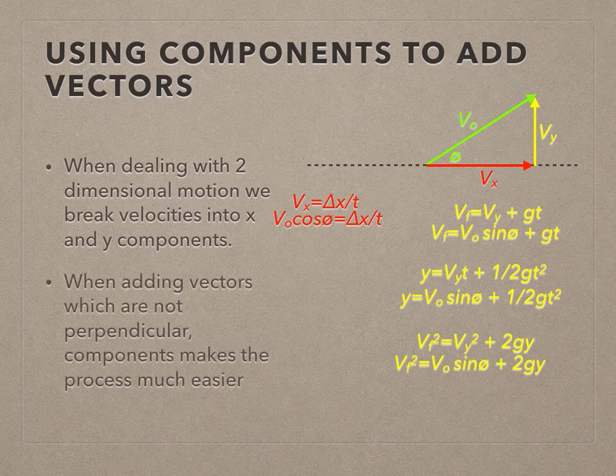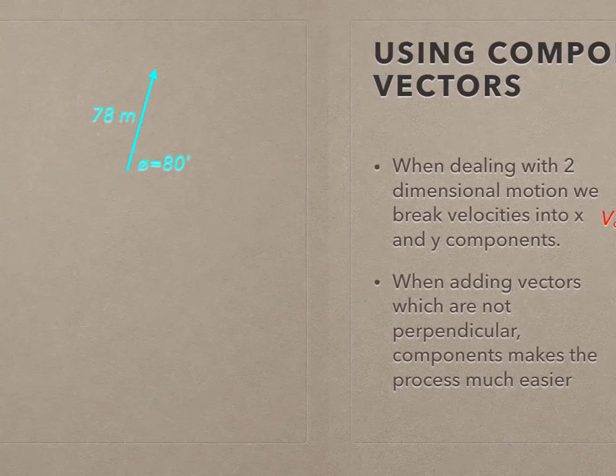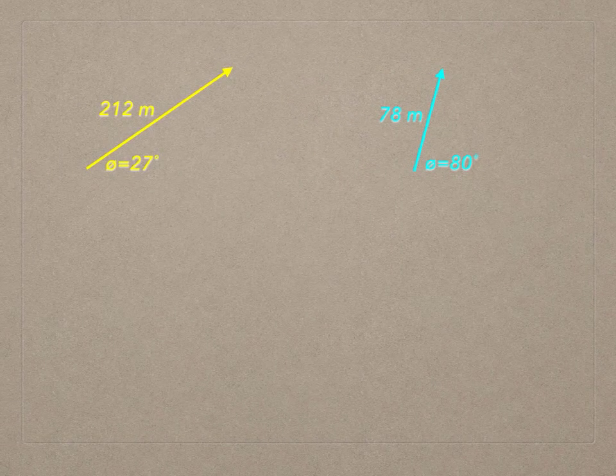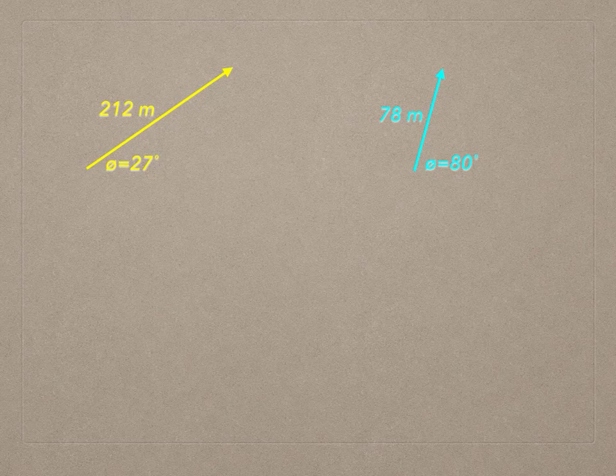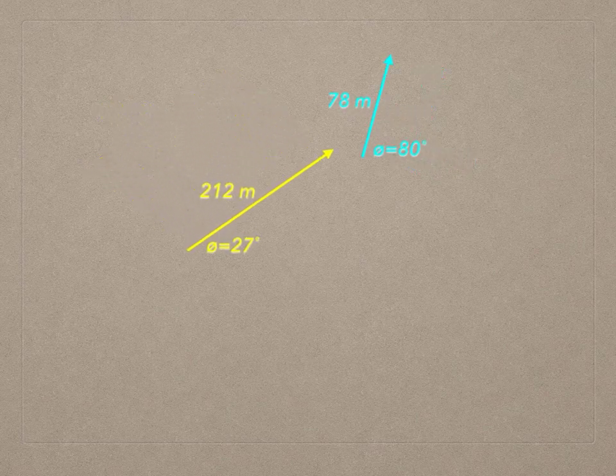Now, the other place that you might need to use this stuff is if you're adding vectors that are not originally perpendicular. It makes life a lot easier. Let me show you how. Suppose we've got to add these two displacement vectors: 212 meters at an angle of 27 degrees north of east, and another displacement vector of 78 meters at 80 degrees north of east. Well, we know that to add them, we've got to arrange them head to tail, like this, and the resultant then goes from the tail of the first up to the head of the last. So our goal is to figure out what is the magnitude and direction of that red vector.